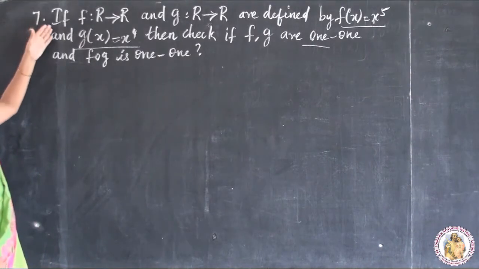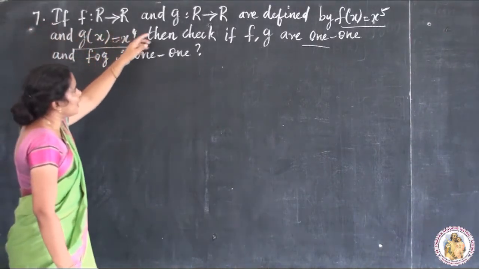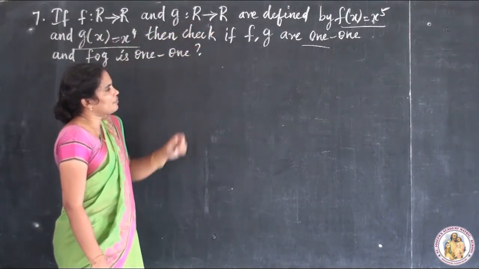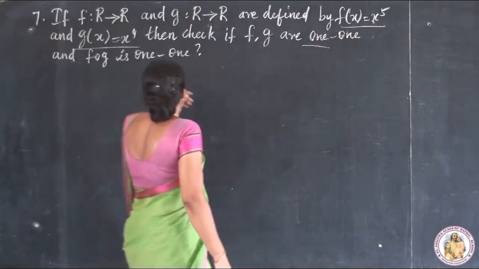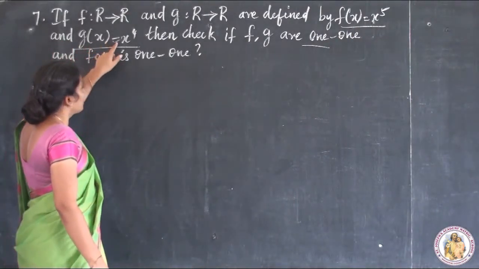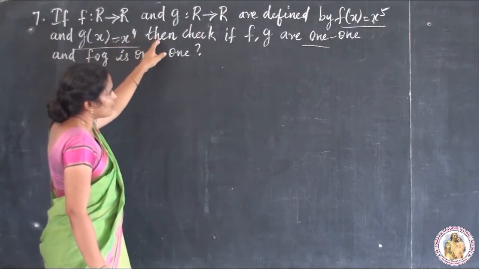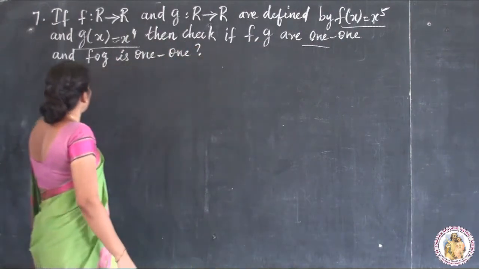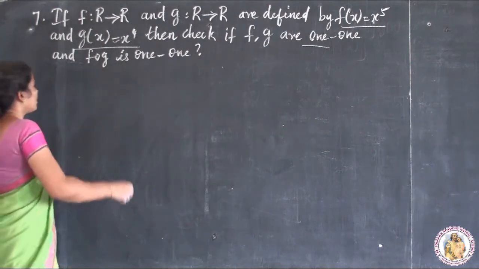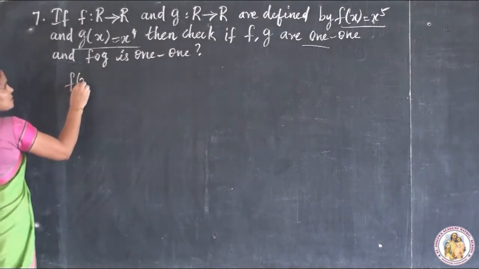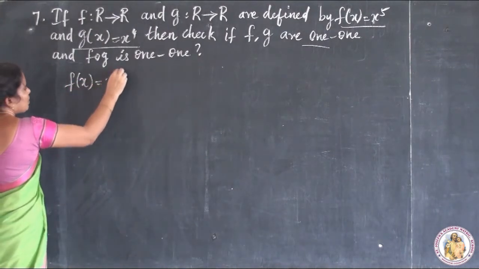Question number 7. If f from R to R and g from R to R are defined by f of x is equal to x to the power of 5 and g of x is equal to x to the power of 4, then check f and g are one-to-one functions as well as f of g is one-to-one. Okay, so consider f of x is equal to x to the power of 5.